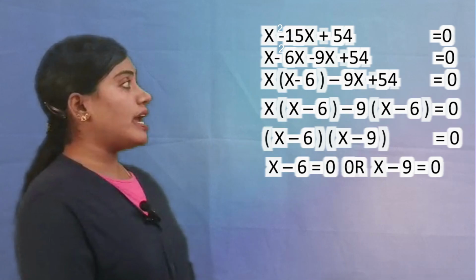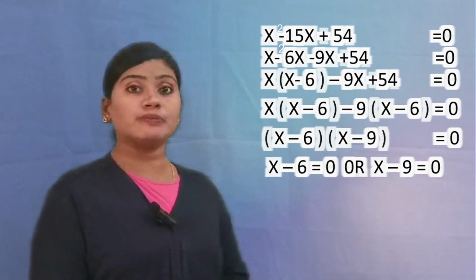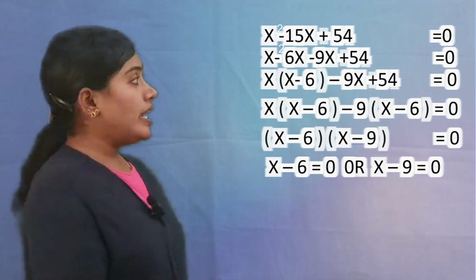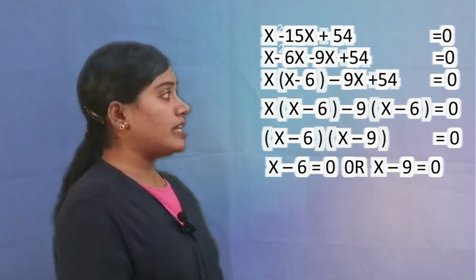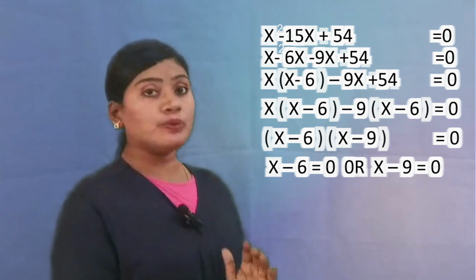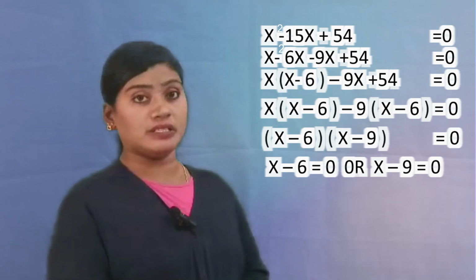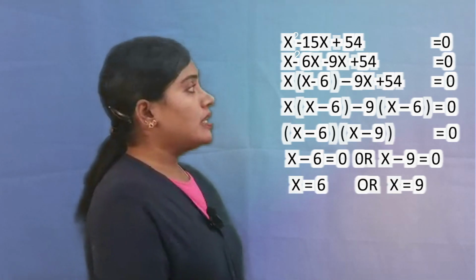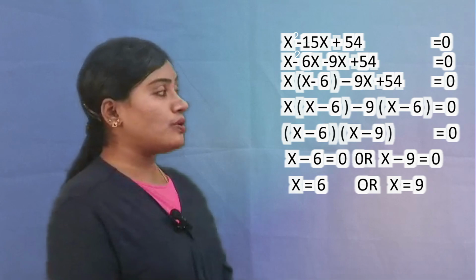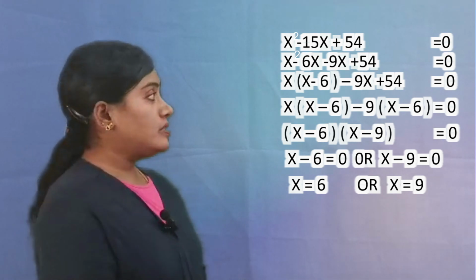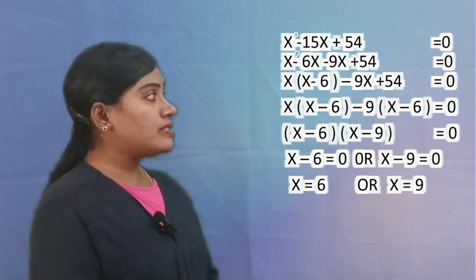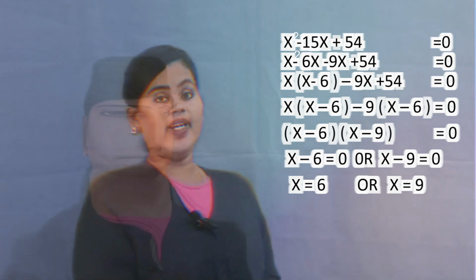From there we can write x minus 6 is equal to 0, x minus 9 is equal to 0. X minus 6 is equal to 0 means x is equal to, on transposing, minus becomes plus 6. So x is equal to 6. Then x minus 9 is equal to 0 means x is equal to 9. So x is equal to 6 or x is equal to 9.